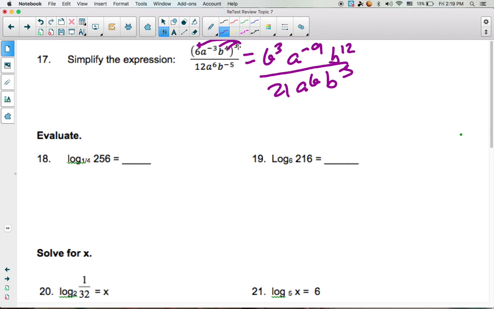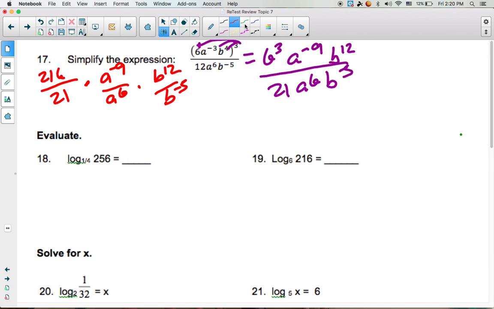All right, so we get rid of this power to a power first, and then we want to go through and kind of simplify this down. Now, 6 to the third, if you calculate that, gives you 216. So I'm going to have 216 over 12. I'm just going to split up the number part times a to the negative 9 divided by a to the 6th times b to the 12th divided by b to the negative 5. And we're going to simplify in little sections at a time.